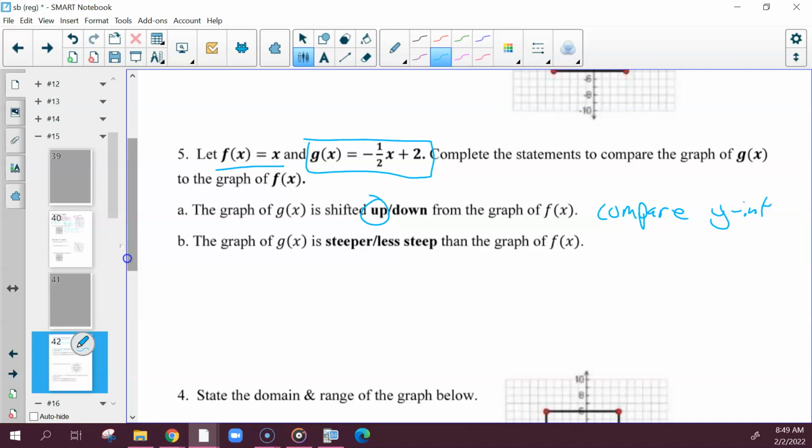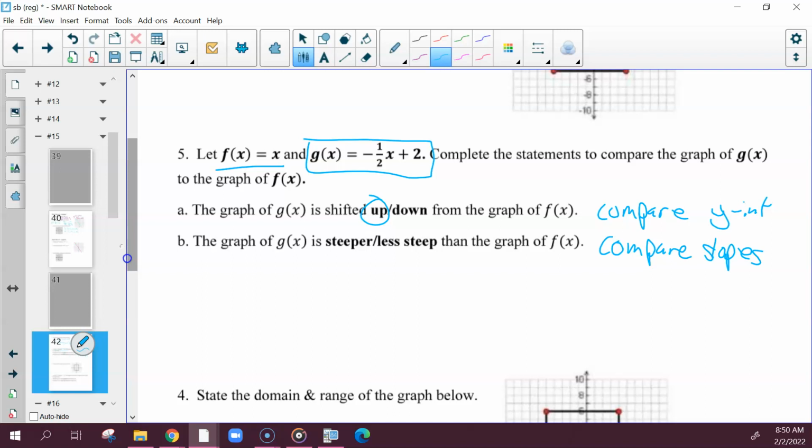For the second part, steeper or less steep, you're comparing your slopes. So the slope of this one is 1. The slope of this one is negative 1/2. Is negative 1/2 lower or higher than 1? It's lower. So anytime it's lower, it's going to be less steep.